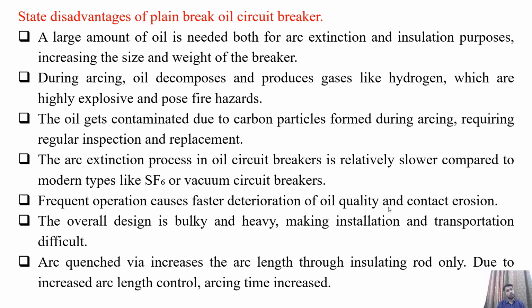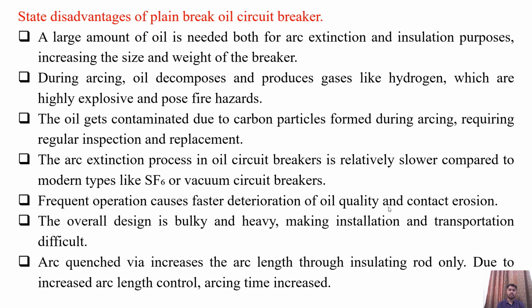Disadvantages of plain break oil circuit breaker. There are several disadvantages of this type of oil circuit breaker. Some are listed here. A large amount of oil is needed both for arc extinction and insulation purposes. So this increases the size and weight of the breaker. During the arcing, oil decomposes and produces gases like hydrogen, which are highly explosive and inflammable and cause fire hazards. The oil gets contaminated due to the carbon particles formed during the arcing, requiring regular inspection and replacement.